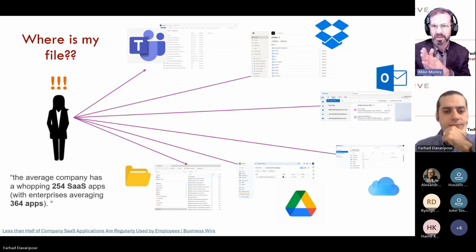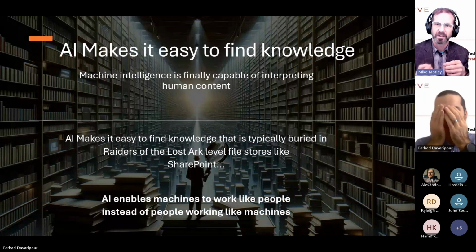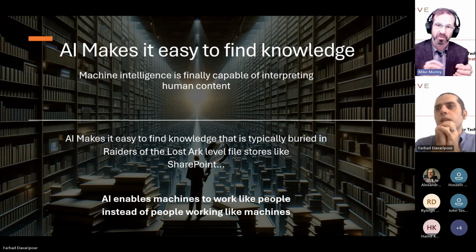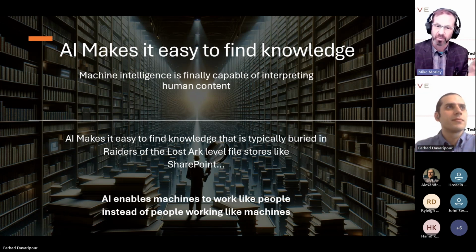And if we go to the next slide, this is the opportunity that AI starts to afford for us. AI is making it easier for us to finally find that knowledge because the machine intelligence is finally starting to be up to the job of interpreting the human content that lives inside of these containers called files. So AI makes it easy to find the knowledge that's typically buried inside of the Raiders of the Lost Ark level file stores, like SharePoint, enabling machines to work more like people instead of people having to work like the machines.